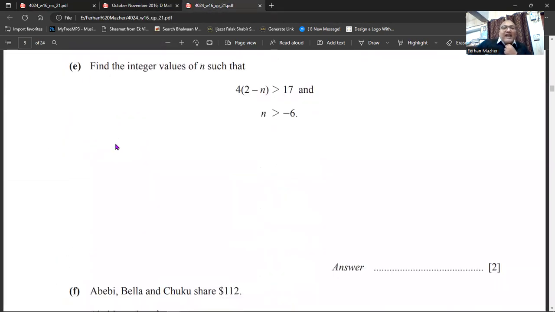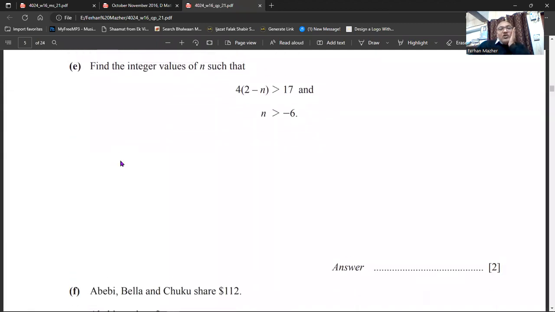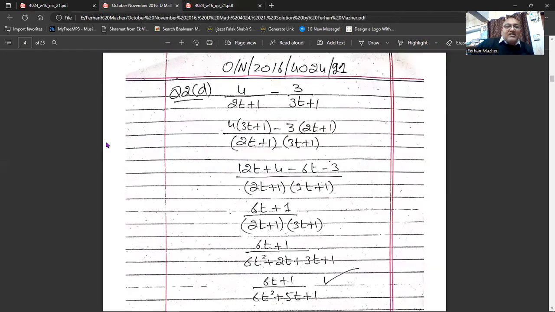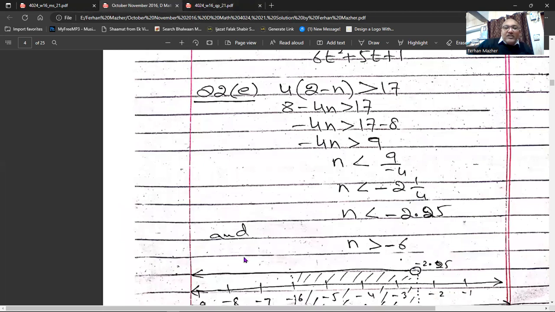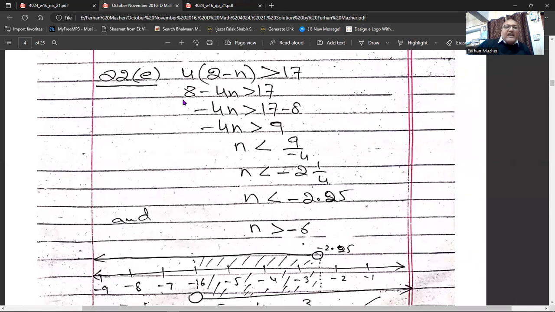So next we have E part. Question number 2 is E part. He says find the integer value of n such that... There are two inequalities given. One is this one, the other one is n is greater than -6. The first one is 4 bracket 2 minus n bracket close is greater than 17. So we will solve this, and then I will represent my solution on the number line, and from there I will be able to tell the integer value. So this will be 8 minus 4n greater than 17.